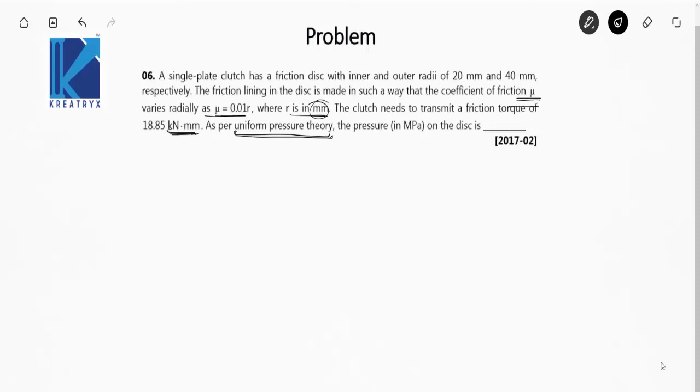Let's start from our basics only. Do not be confused if you see that the coefficient of friction is also varying. It just says that if the coefficient of friction is varying with radius r, there must be the use of integration somewhere. The torque that can be transmitted will be equal to n mu W r. n in this case is 1 because it is a single plate clutch, that is, the number of friction surfaces will be 1. Mu is equal to 0.01 r, varying with radius.